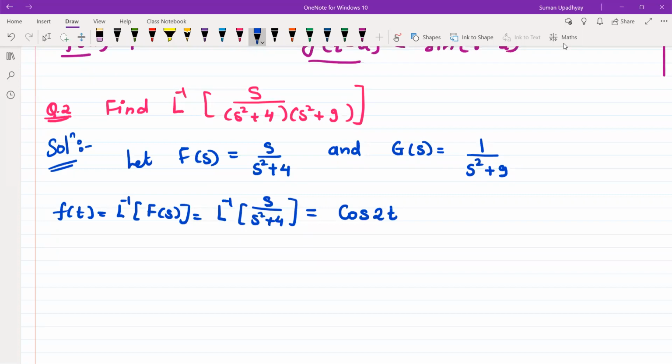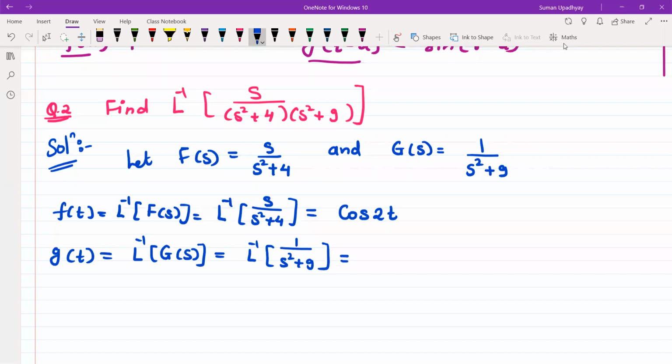Next I'm going to calculate g of t. It is the Laplace inverse of g of s, so put g of s over here: the Laplace inverse of 1 upon s square plus 9 is going to be 1 by 3 sine 3t.